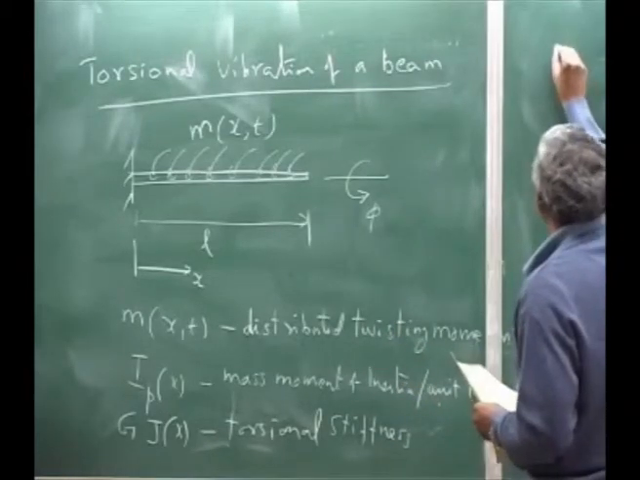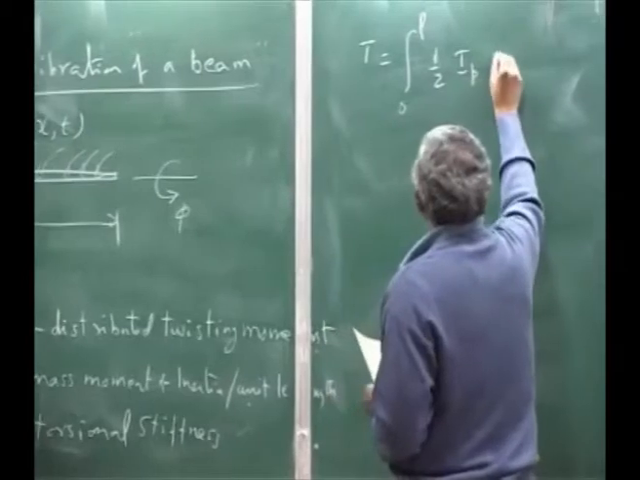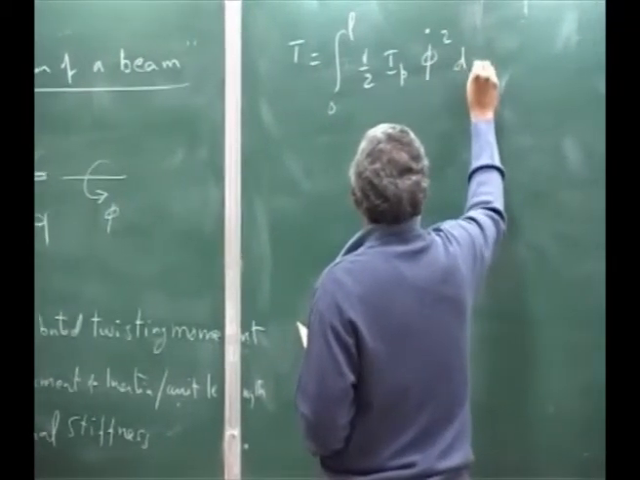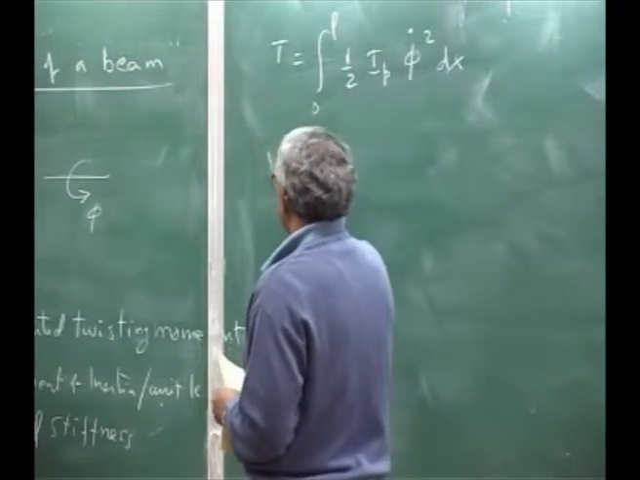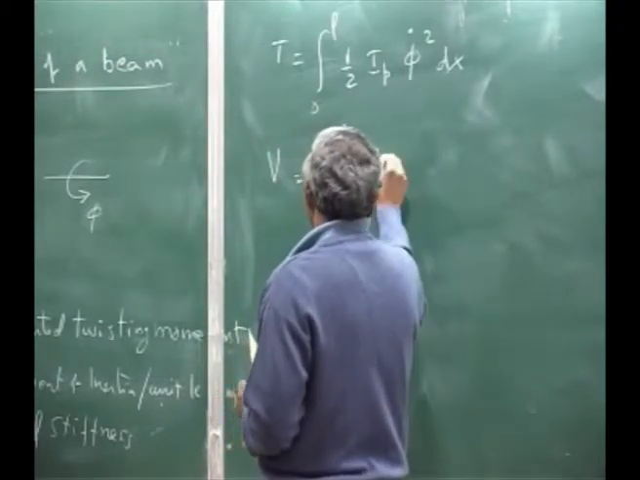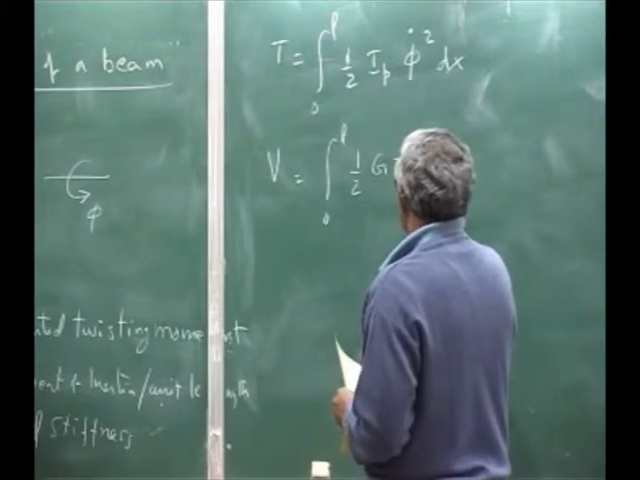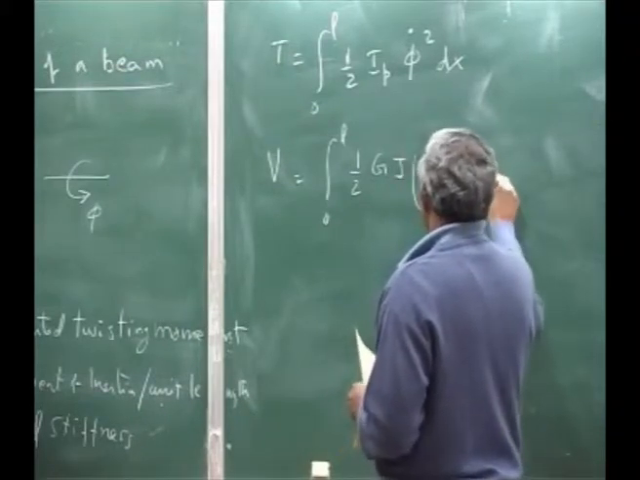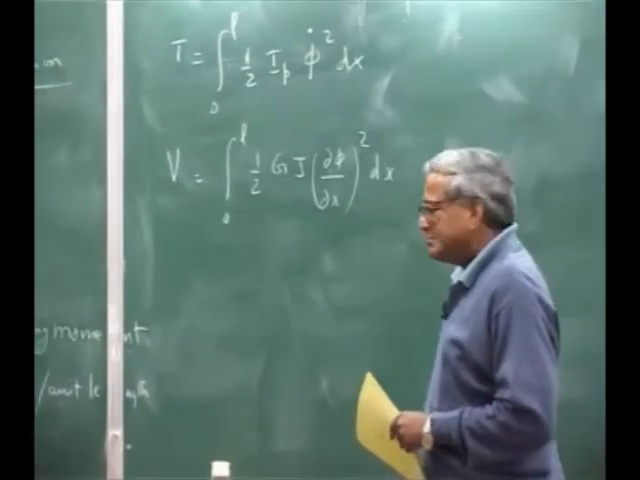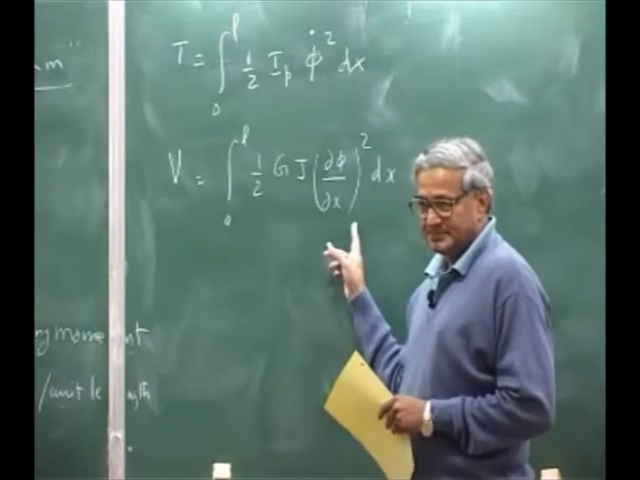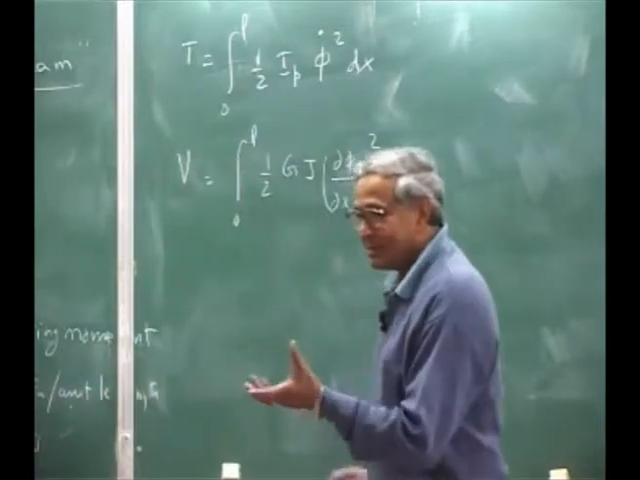So your kinetic energy expression T will be integral over L of half IP phi dot squared dx. And your strain energy is half GJ times the partial of phi with respect to x, whole squared. This is my Saint-Venant's torsion problem. I write my strain energy in this fashion. That is why all these things are initially understood.